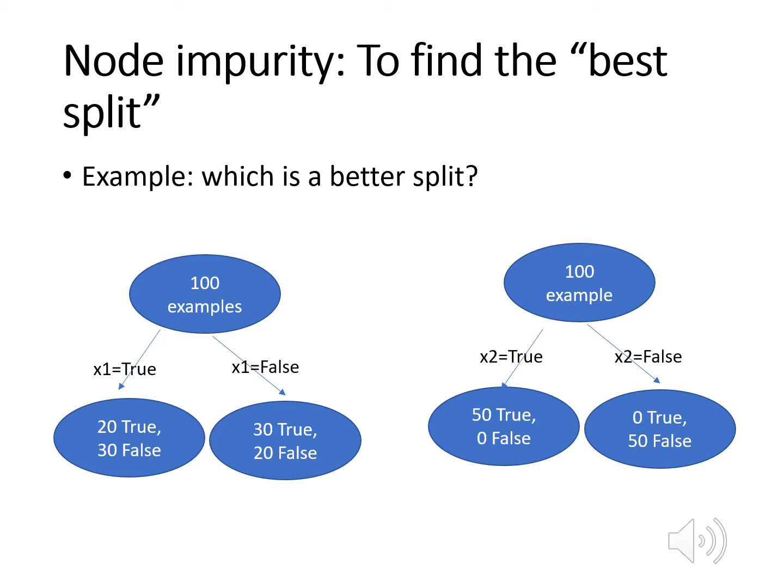These are two pure subsets. So the purity is a way to measure whether a split is better. So if the subsets after the splitting are pure, then this is a better split.